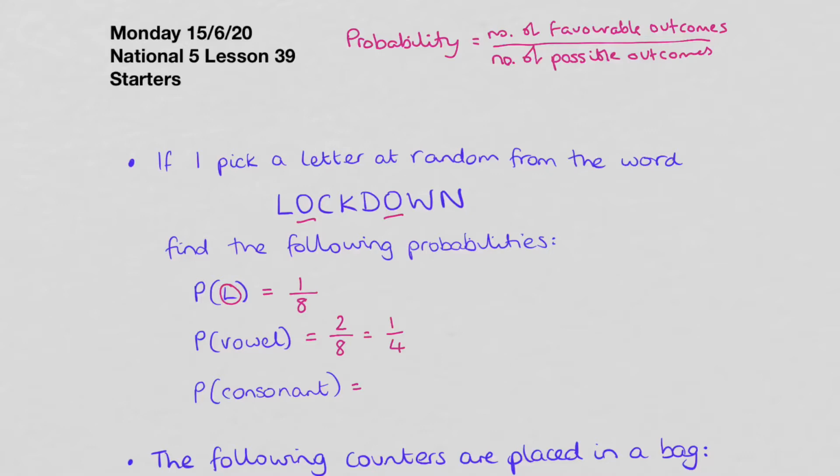And then the last one, probability of the letter being a consonant. Well, there's 2 ways we can do this. We can either count the consonants and make it out of 8, or we can realise that every letter is either a vowel or a consonant. So if it's not a vowel, it is a consonant. 1/4 of the letters are vowels, so that must mean that 3/4 of the letters are consonants. Or we could have just counted them and we would have got 6/8, which would simplify to 3/4.